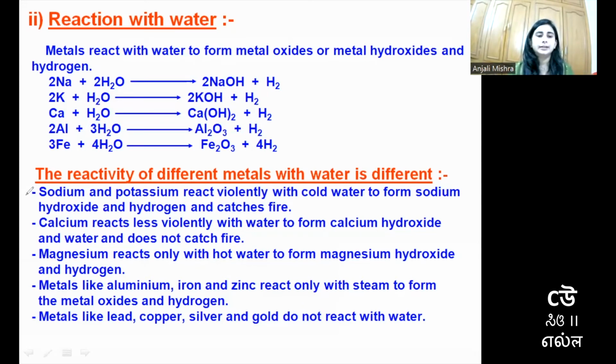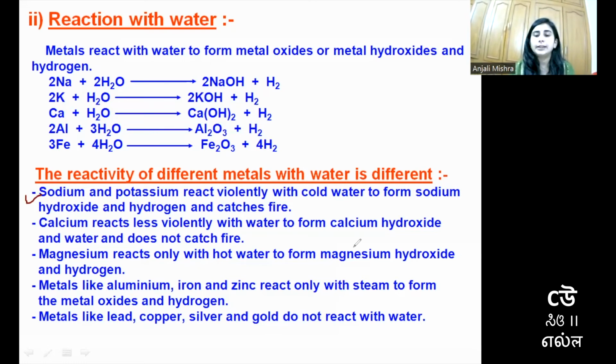So we'll write down here: sodium and potassium, just like how they were reacting vigorously in the last section. Here also, like how they were reacting vigorously with oxygen, they can even catch fire if they are kept in the open. Sodium and potassium here react vigorously with cold water to form sodium hydroxide and hydrogen, and catch fire. Calcium reacts less violently with water to form calcium hydroxide and hydrogen and does not catch fire.